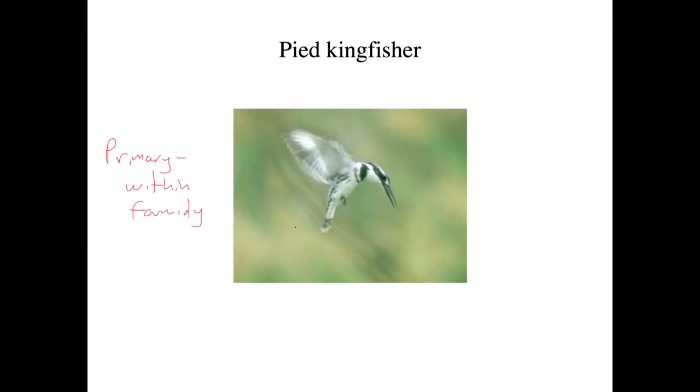Primary helpers are within the family, and then you have secondary helpers. All of them are young birds. Interestingly, the primary helpers never inherit a breeding role, even if one of the breeding adults dies. The secondary helpers do, and an ultimate explanation for that would clearly be avoidance of inbreeding depression.